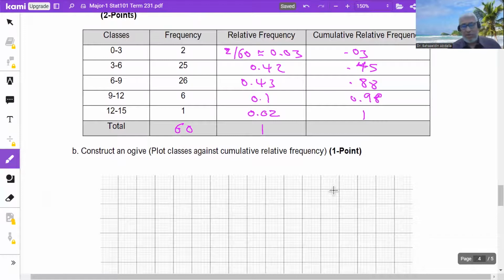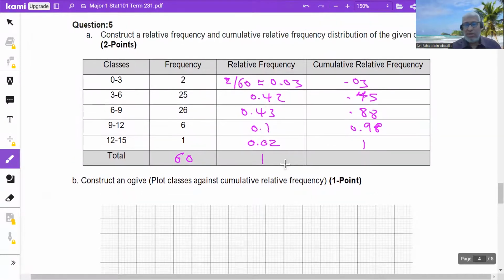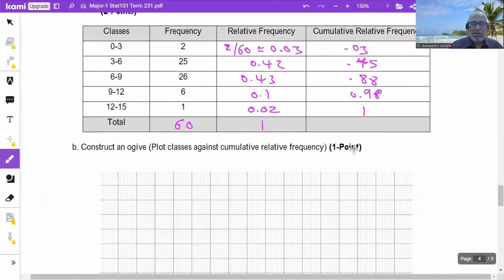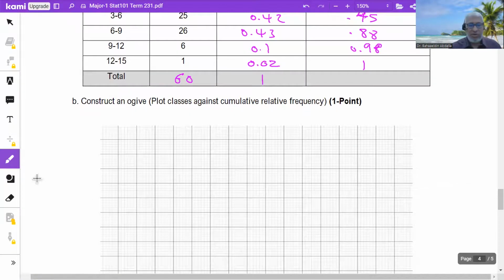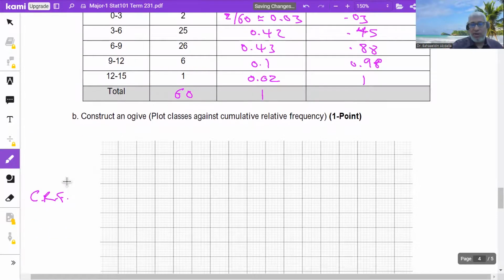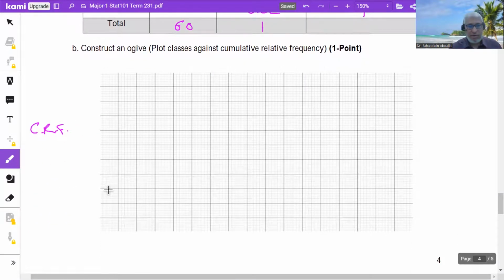Now construct an ogive. What does it mean? Plot classes against cumulative relative frequency. So these are the cumulative relative frequencies. You put them here, cumulative relative frequency. So I need to divide this.